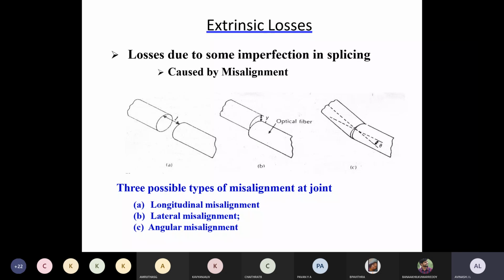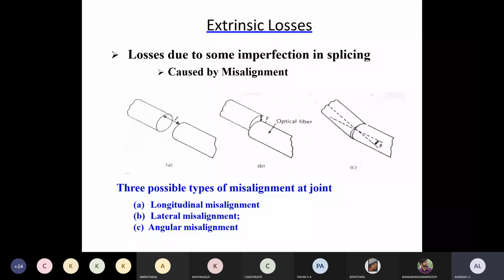Now, longitudinal misalignment: from the left-hand side you can see figure A. When you talk about longitudinal misalignment, there is a gap. Even though the two fibers are on the same axis, there is a gap between the two fibers. The gap is denoted by L. This air gap which occurs while splicing causes loss of signal at the joint. This scenario is called longitudinal misalignment.